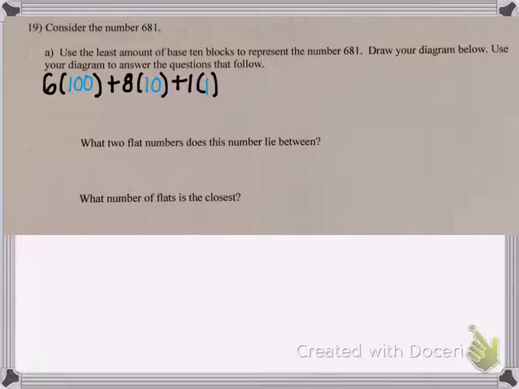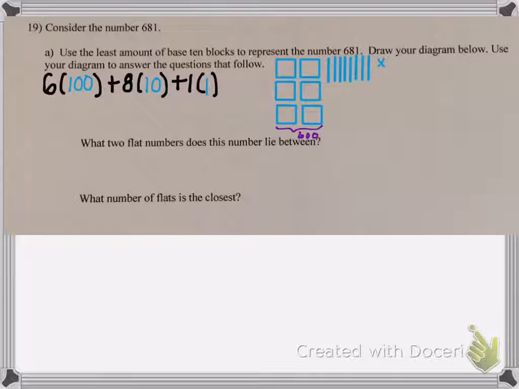6 copies of 100 would be represented by 6 flats. 8 copies of 10 would be represented by 8 rods. And 1 copy of 1 would be represented by 1 small unit. The next question asks, what 2 flat numbers does this number lie between?